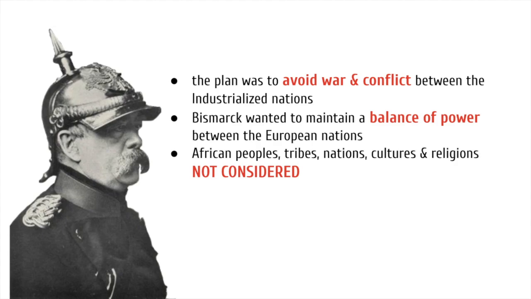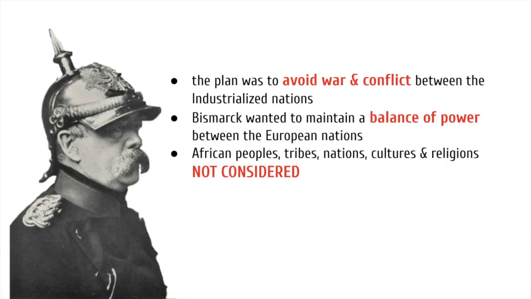Right? We're not talking about avoiding conflict with African people. That's obviously going to happen. People are going to have their lands taken over, so of course there's going to be resistance. But the purpose of the conference is to avoid European countries fighting other European countries. So the plans are to avoid war and conflict between other industrialized nations.